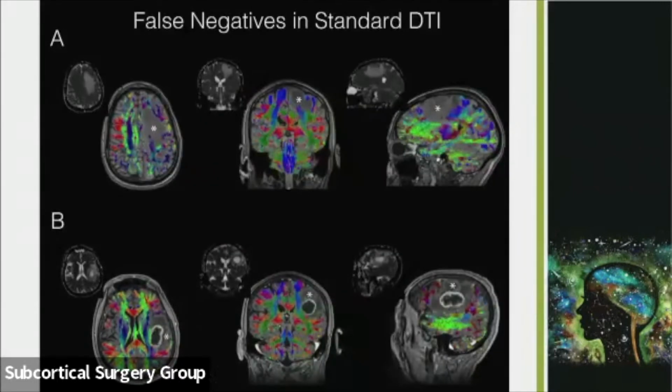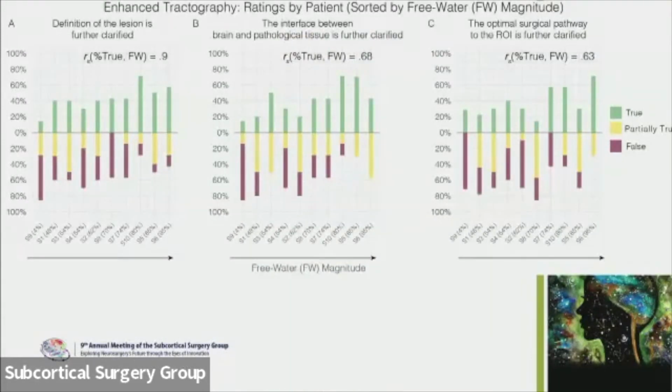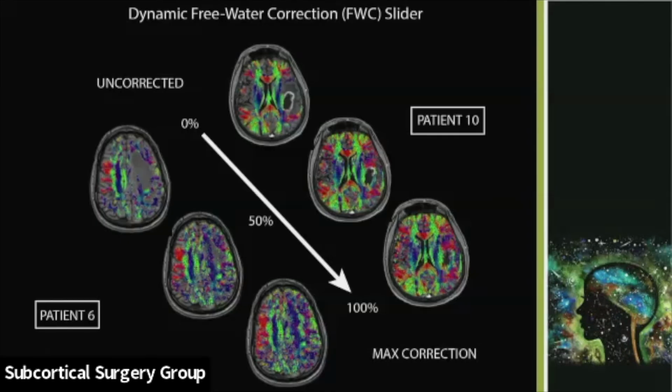And so here is the false negative in standard DTI. And then we did comparisons asking our colleagues if the gray-white matter interface was clear, if there were false tracts in the CSF, if they could see tract reduction, displacement, infiltration, and the answers were true, false, and partially true. And we feel that this dynamic free water correction gave everyone a clearer idea of the brain tumor interface, but that the false tracts were distracting.